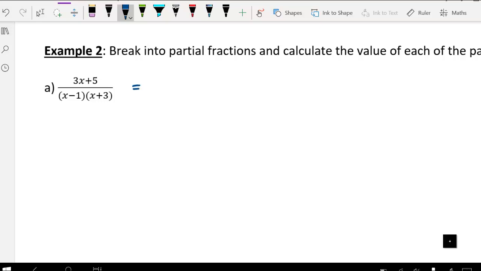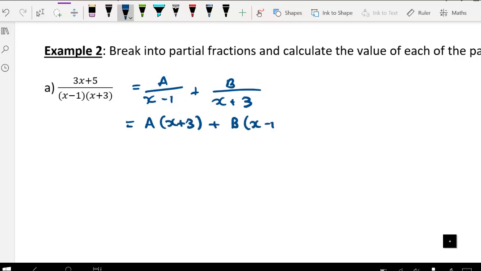So this first scenario we said was going to be A over x take 1 and B over x plus 3. Now the first thing we'll need to do is get a common denominator on both sides so we can get rid of the denominator. So this A is multiplied by x plus 3 and B is multiplied by x take 1, and it will all be over x take 1, x plus 3.